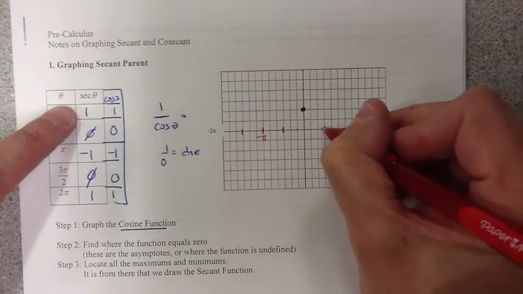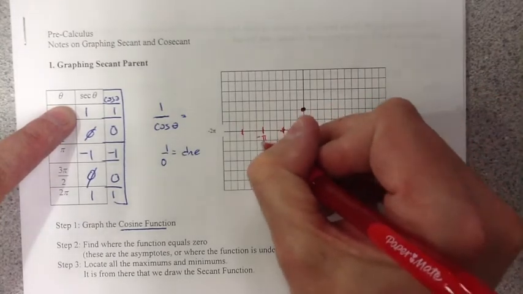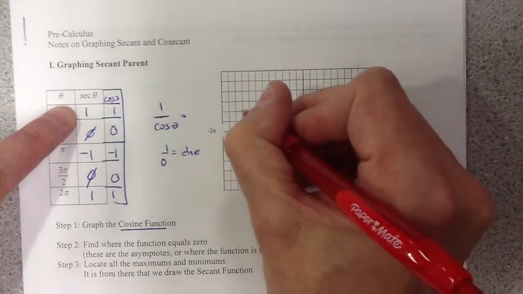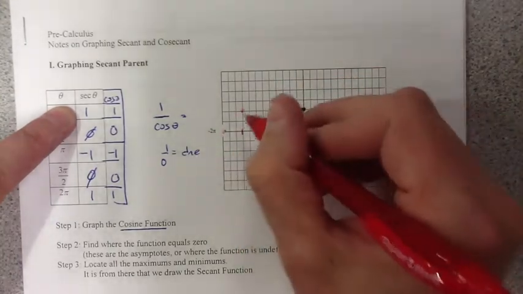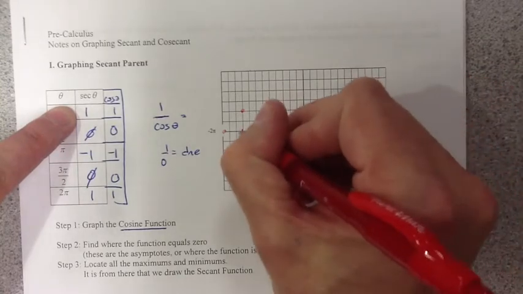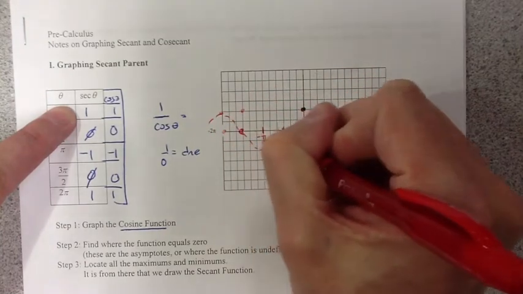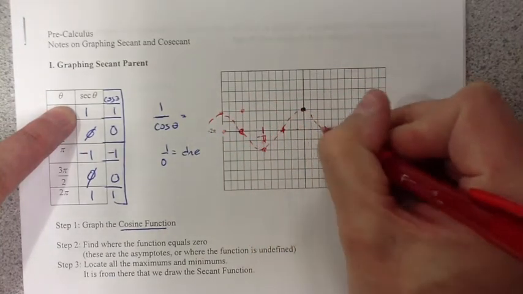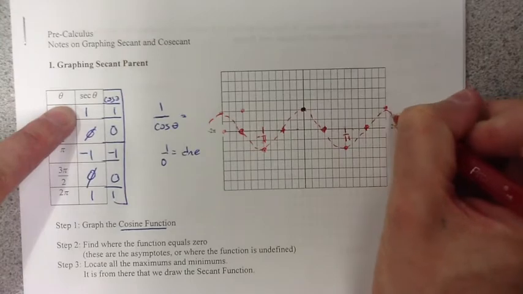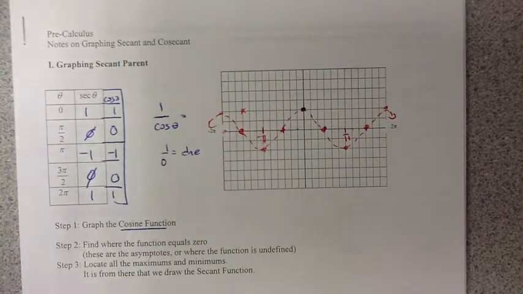And when I graph my cosine curve, we should remember what it looks like. It looks like the world famous wave function, and somehow I messed up. There we go. It should look like that. Now I'm going to draw it dashed. And the reason I want to draw it dashed is because I'm not really graphing the cosine curve. Remember, I'm really graphing my secant curve.